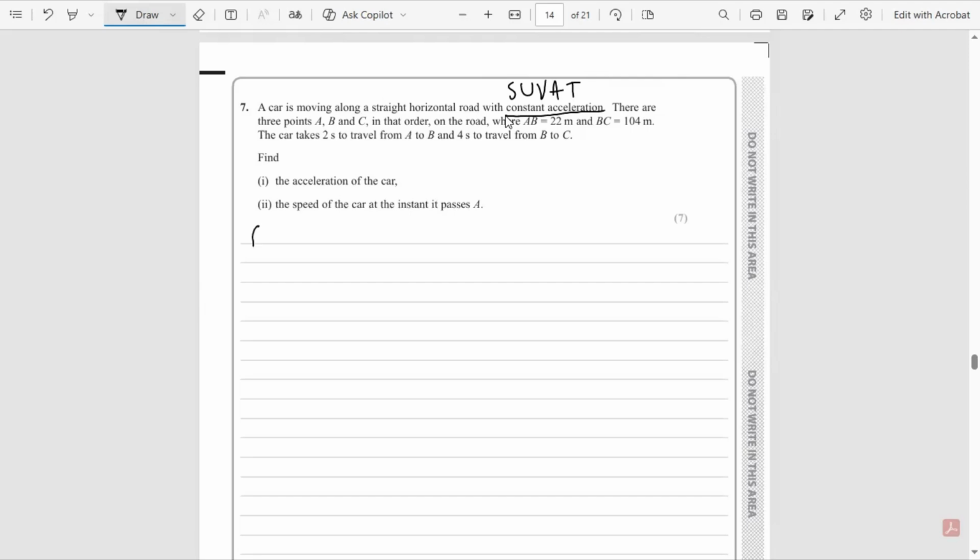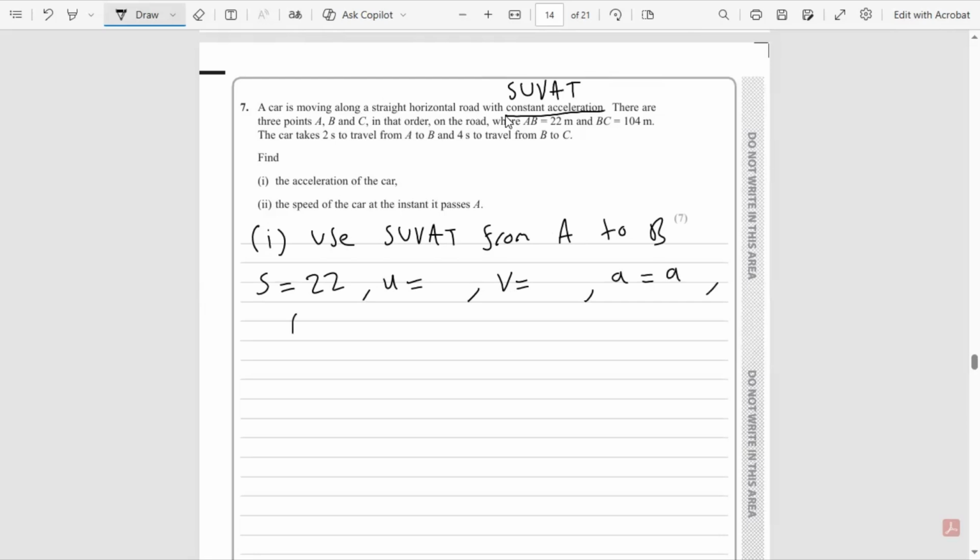Okay, so as we just said, this is going to be using SUVAT. So what we can do is use SUVAT for the first stage of the journey, from A to B. So let's write down our SUVAT letters. S, the displacement, from A to B, that's 22 meters, as we can see. The initial speed of the journey, we're not told that, so I'll just leave that blank for now. Then we have the final speed, which we don't know as well. The acceleration is what this question is all about. I'm just going to call that A for this question. So a equal to A, acceleration. And then the time for this first stage of the journey is 2 seconds.